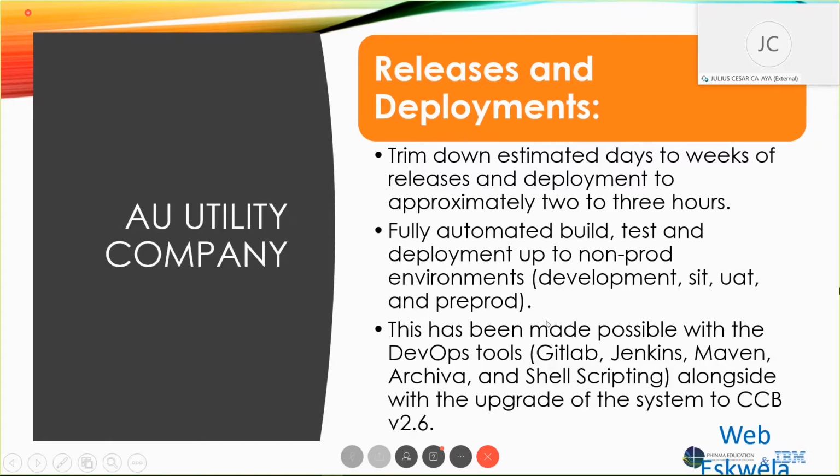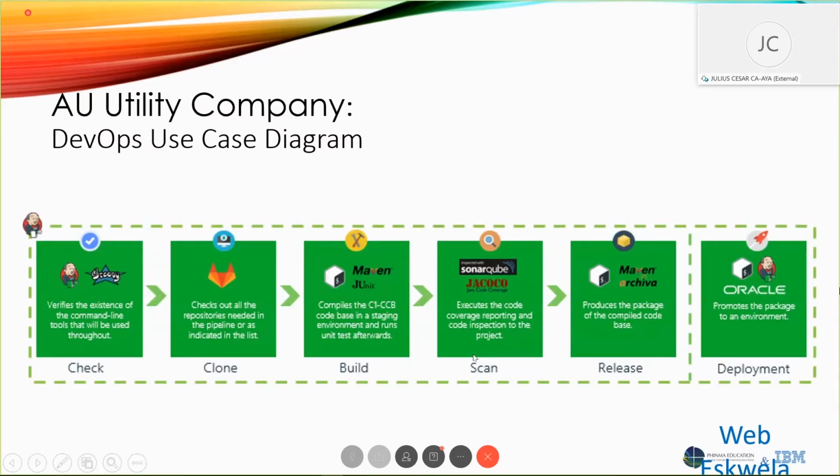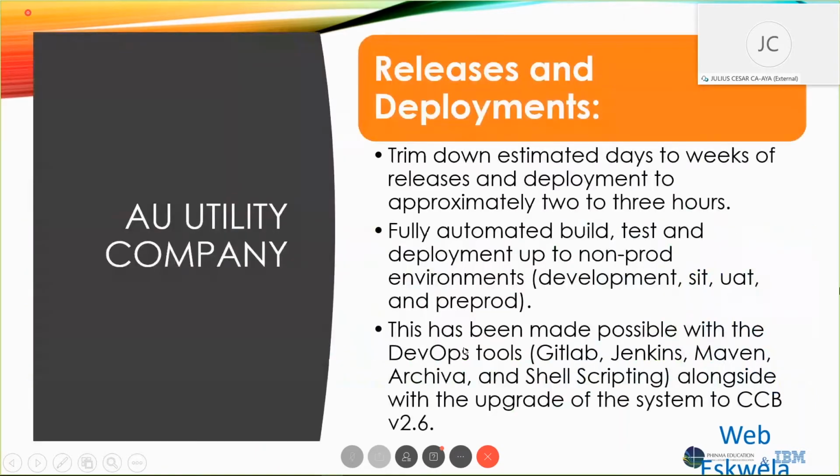So this has been made possible with the DevOps tools like GitLab, Jenkins, Maven, Archiva, and some shell scripting, alongside the upgrade of the system to CCB version 2.6. So yung CCB is an Oracle application. So ito yung DevOps use case diagram nilang implement.